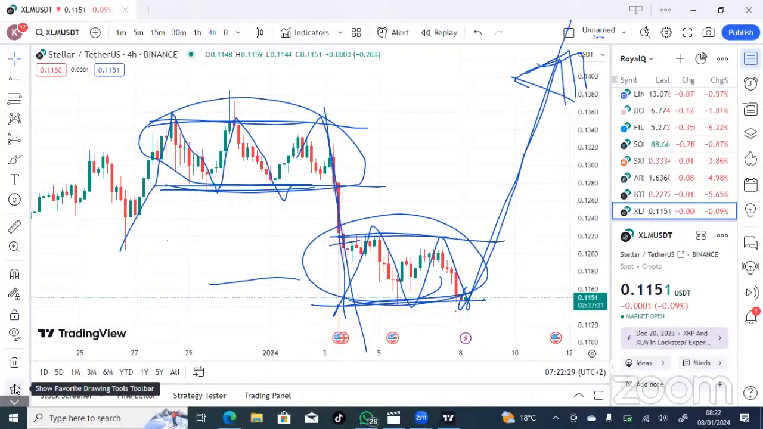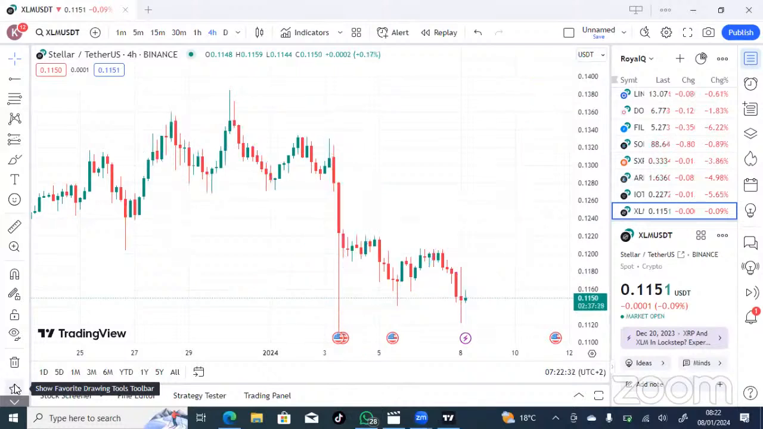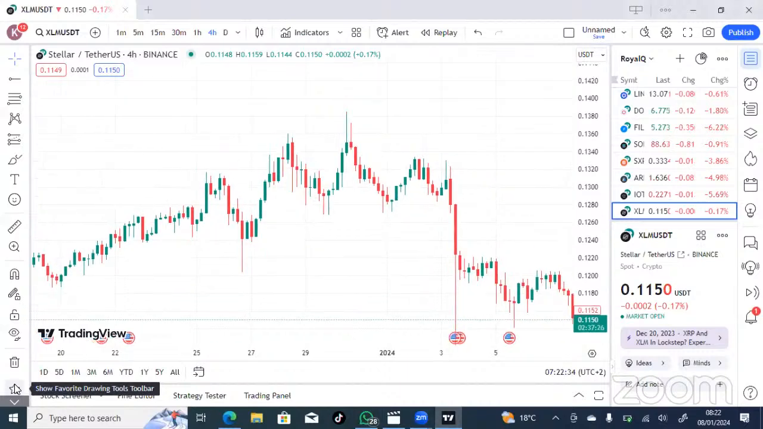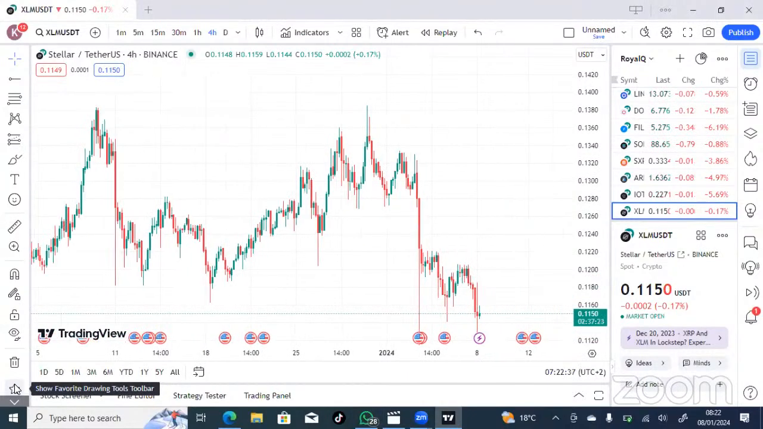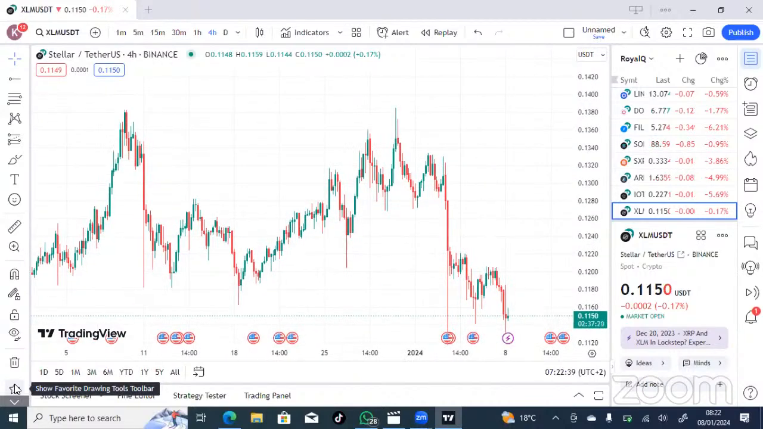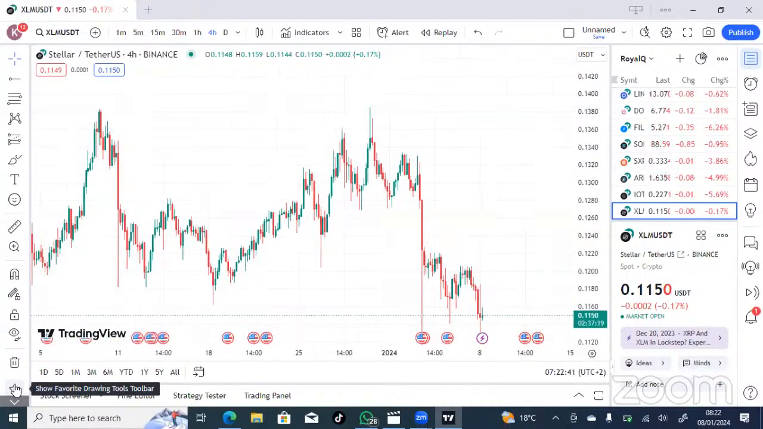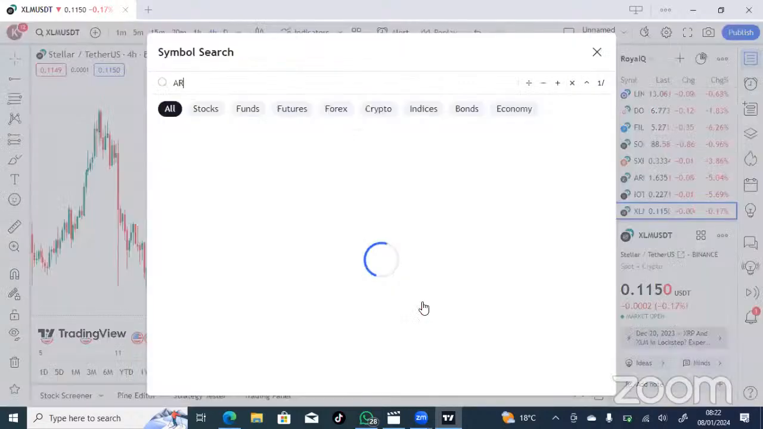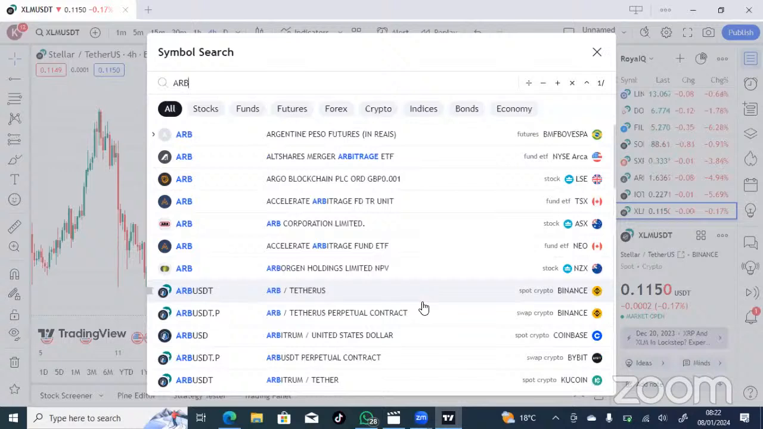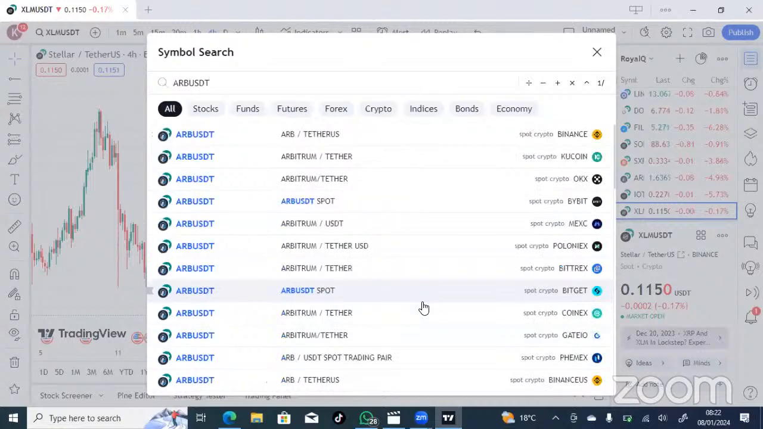Now let's look at an uptrend. How does an uptrend look? If someone describes what we call an uptrend, I'll pick a cryptocurrency by the name of ARB. ARB is the ticker of a cryptocurrency called Arbitrum. And what is Arbitrum? Arbitrum is a layer 2 scaling solution of the Ethereum blockchain.